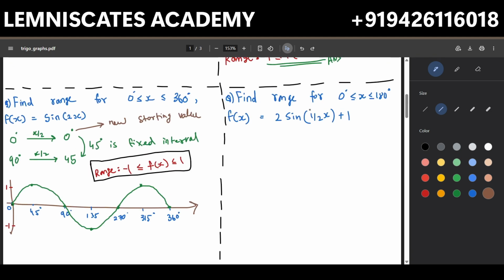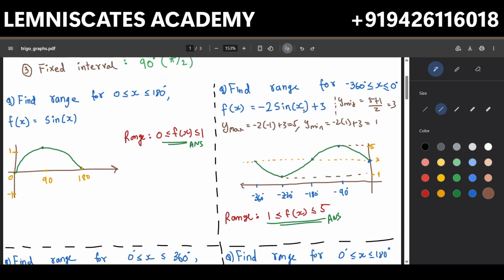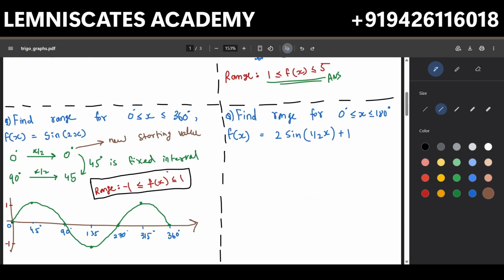So here is a new question in front of us, that is to find the range in between 0 to 180 degrees for the function 2 sine half x plus 1. Now, as you can see, there is an x transformation given to us. Along with that, we also have a y transformation. So whatever we did over here for the y transformation and whatever we did over here for the x transformation, both things need to be compiled over here to find the answer.